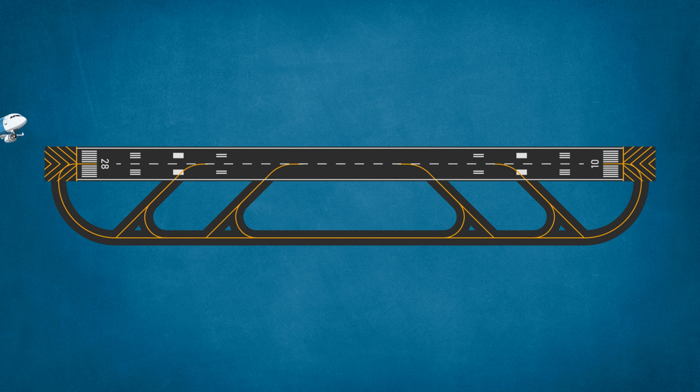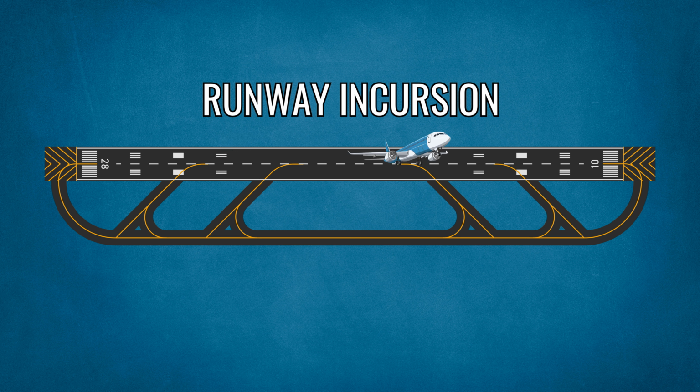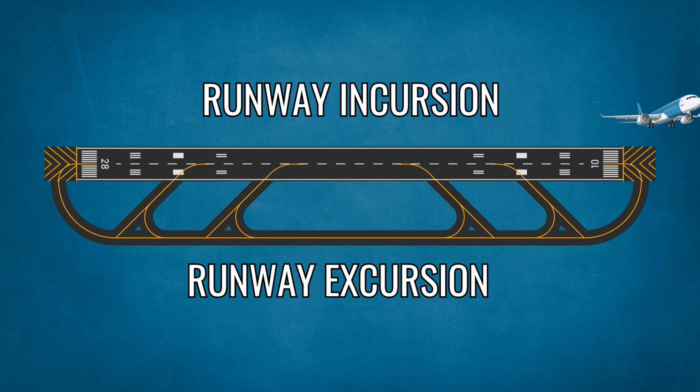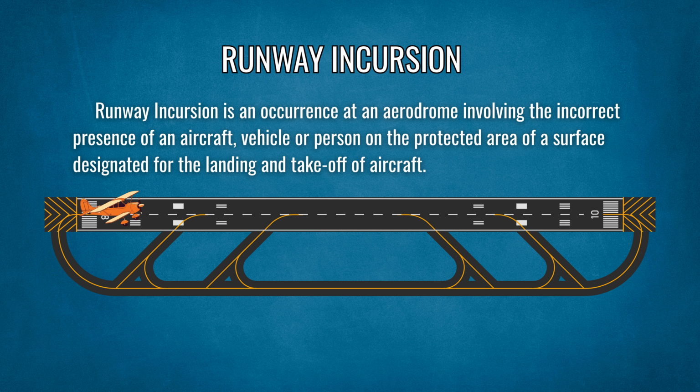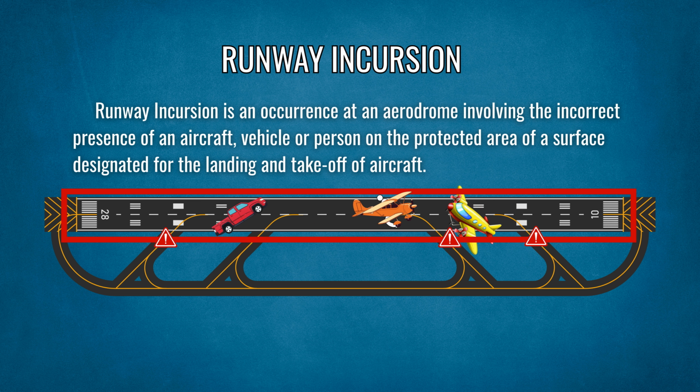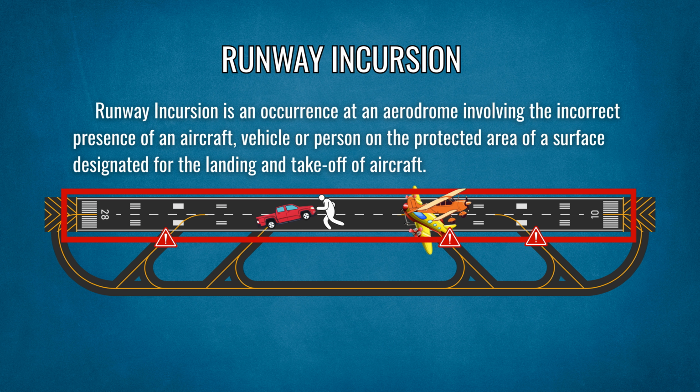In this video, I'm going to explain what is runway incursion and runway excursion. Firstly, I will explain what is the runway incursion. Runway incursion is an occurrence at an aerodrome involving the incorrect presence of an aircraft, vehicle, or person on the protected area of a surface designated for the landing and takeoff of aircraft.